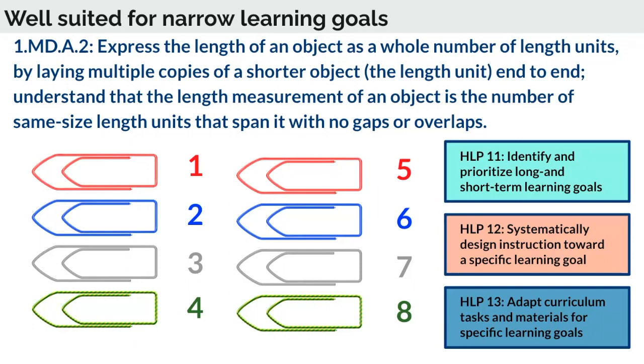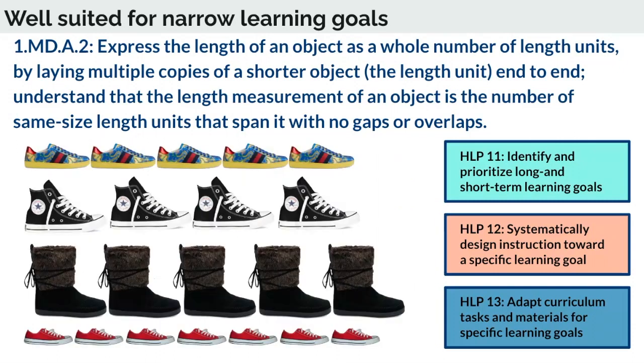reaching the long-term goal of this standard, and then systematically designing instruction and adapting tasks to help all of my learners achieve this goal. For example, in order to measure with paper clips, students need to have one-to-one correspondence so they're able to count objects like paper clips. They also need to have some conceptual understanding that they need to use the same size object when measuring, or we will not have reliable measurements.